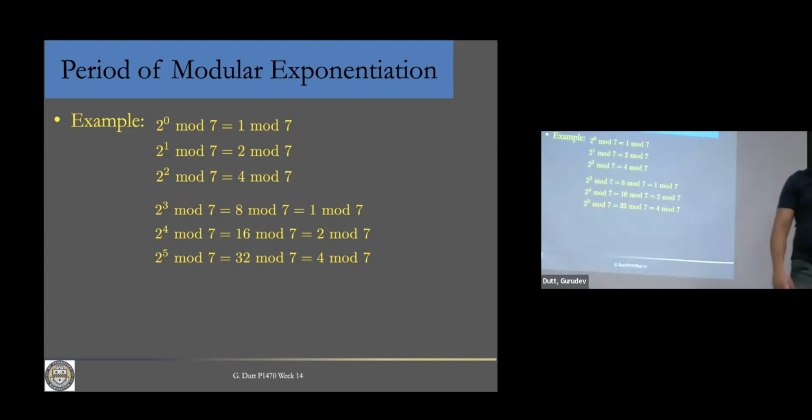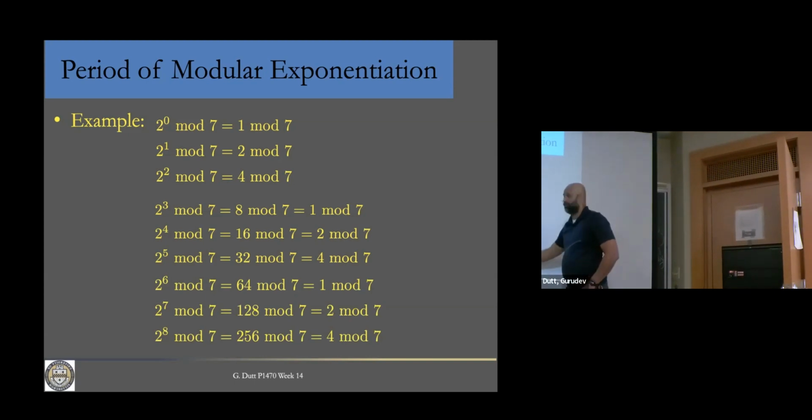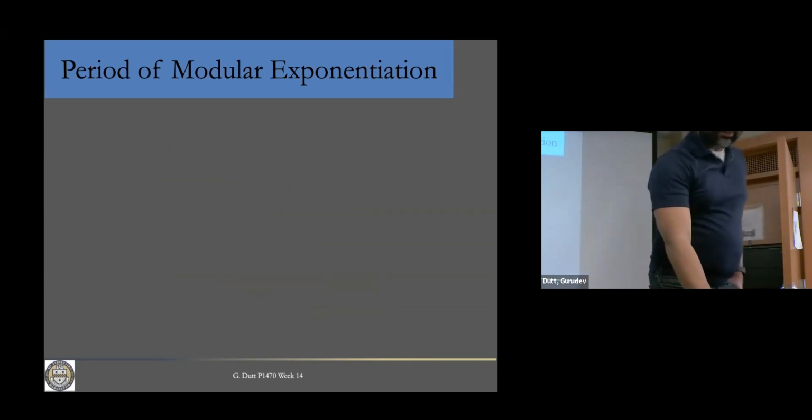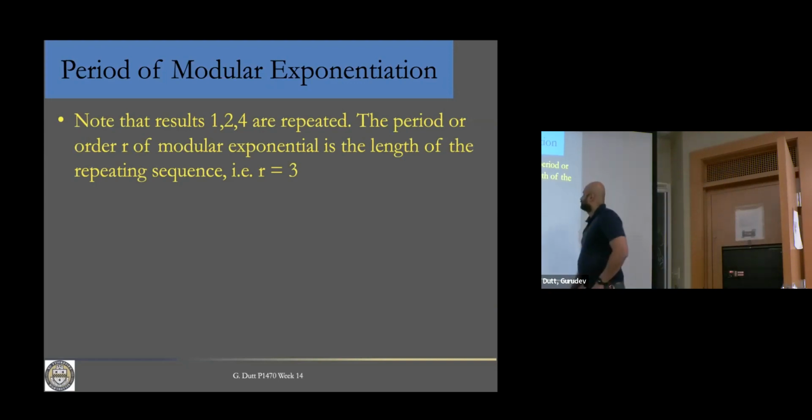This repeating pattern takes 3 steps, and you can see it as you keep going. So this has a period of 3. Between 1 and the next 1, it takes 3 steps to repeat itself. That is the period, or the order, the length of that repeating sequence. It's 1, 2, 4, which has length 3. So the period of this modular exponentiation is called r, which is equal to 3 in our case.